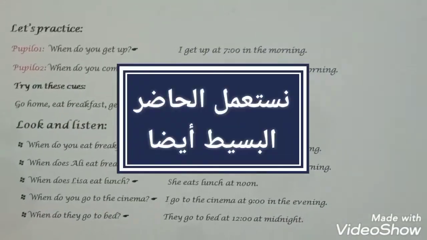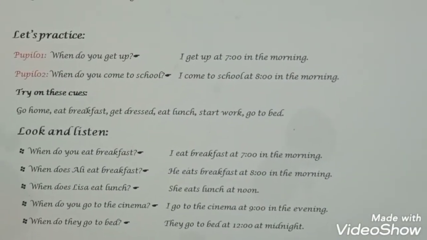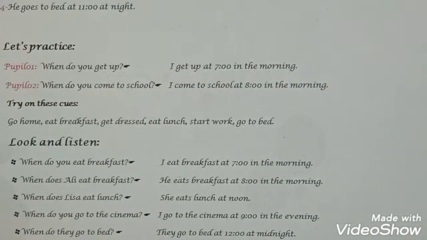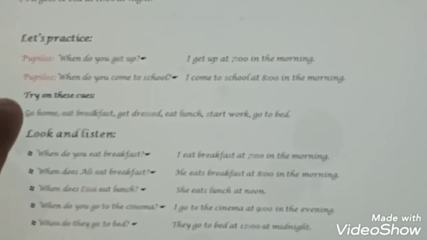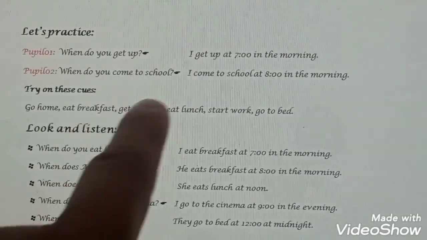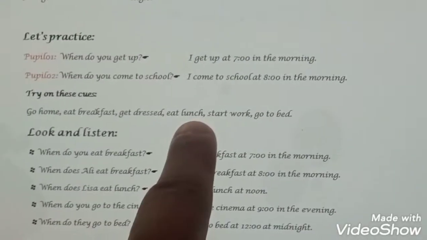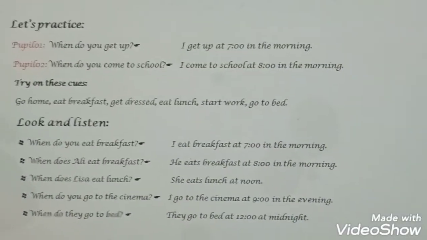When do you get up? I get up at 7 o'clock in the morning. When do you come to school? I come to school at 8 o'clock in the morning. Try to use these cues. For example here, go home, eat breakfast, get dressed, eat lunch, start work and go to bed. Try to ask and answer, and I wait you in the comments.